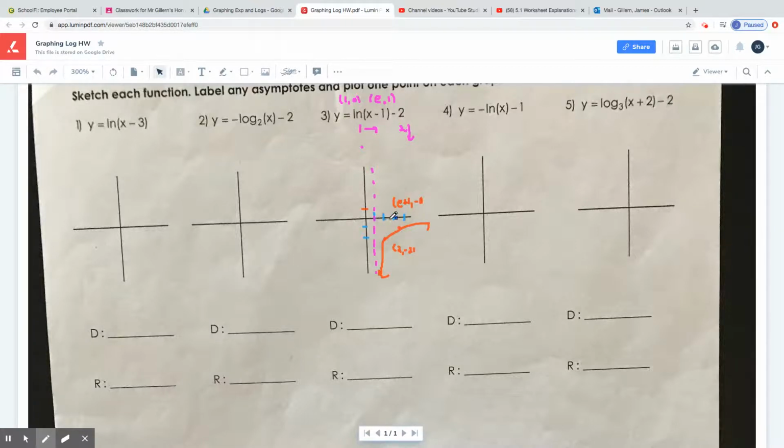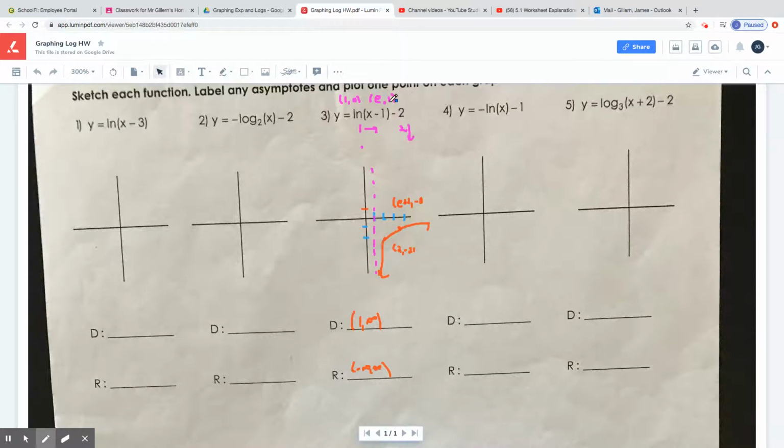3.718, so 1, 2, 3. See, it's in between 3 and 4. It doesn't have to be exact, as long as it's in between the two things, or as long as it's labeled, it all works. All right, the range, as always, is -infinity to infinity. The domain is determined by the vertical asymptote, which is 1 to infinity, because it's on the right.